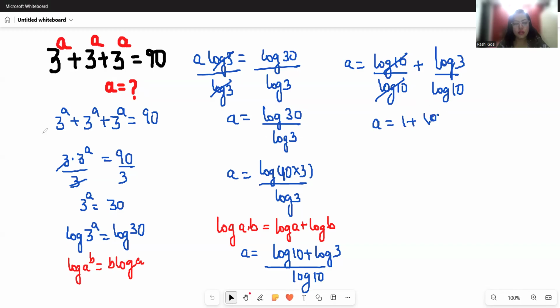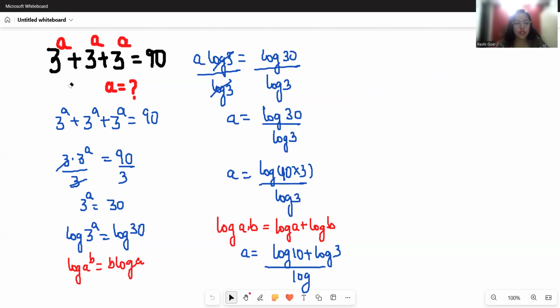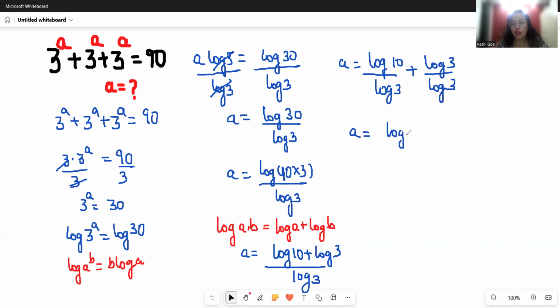Sorry, here it is log 3 in the denominator. Sorry for that mistake. So we have to write this as log 10 by log 3 plus log 3 by log 3. So a = log 10 with base 3 plus 1. So we can write it as 1 plus log 10 with base 3.